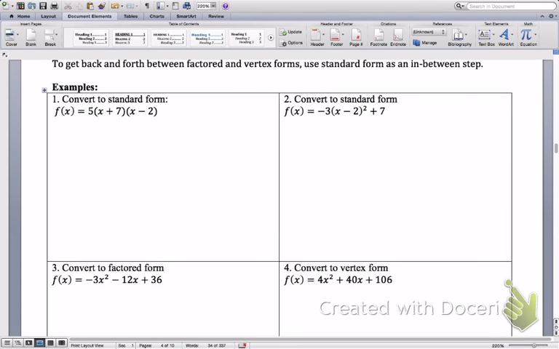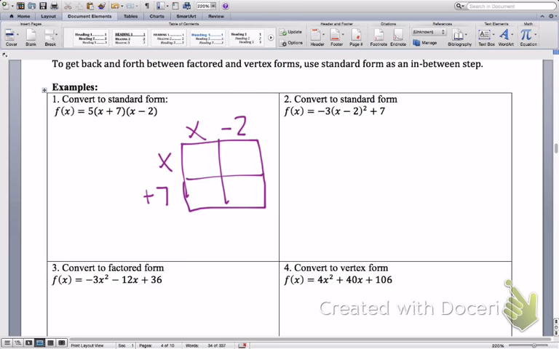All right, so let's look at number 1. We're going to convert to standard form. This is currently in factored form. So all we need to do is multiply the 3 factors to each other. Let's start with the binomials. I'm just going to do my box. We've multiplied many times. This should be second nature at this point. x plus 7 and x minus 2.